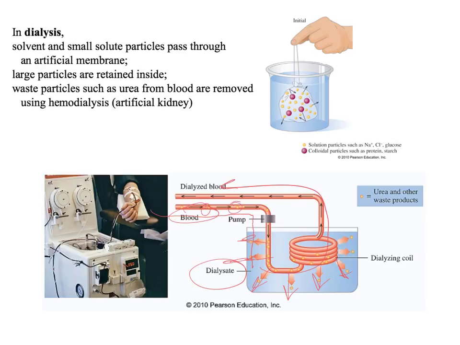See these little yellow dots here? That's the stuff that normally would be taken out by your kidney, which is urea and other waste products. It takes it out artificially and sends the clean blood back into your body. There's a picture up here as well. You can do this at home even with a tea bag if you want. Sodium chloride glucose solution, and then you've got these big colloid particles such as proteins and starch.